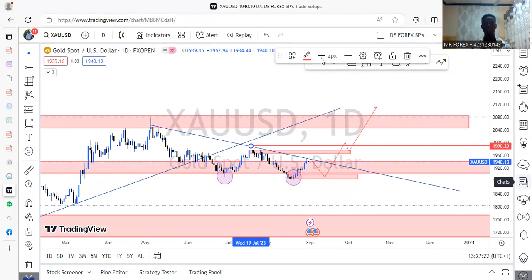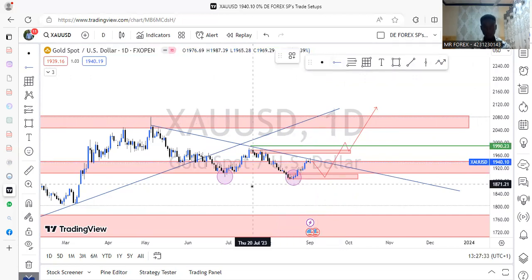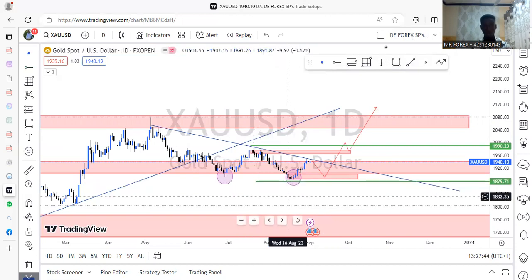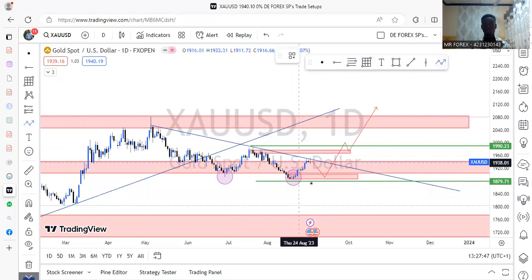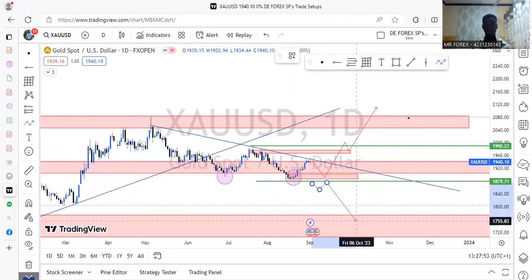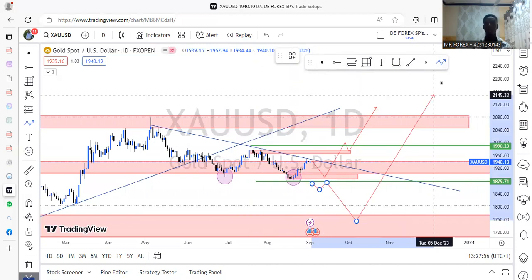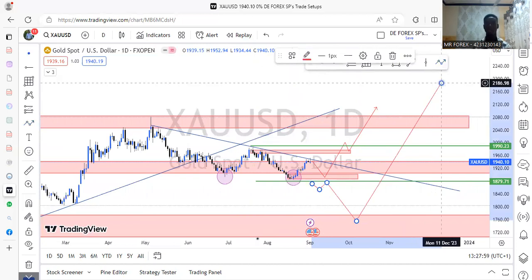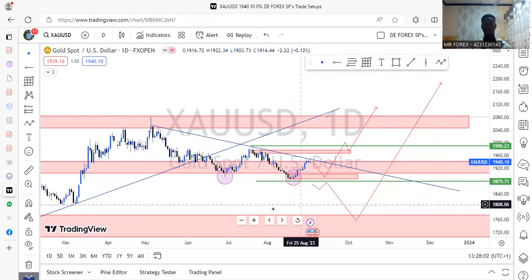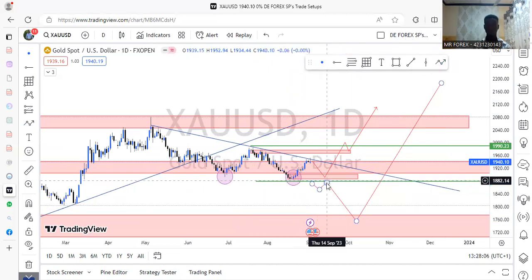Let me do the color green. However, if price also breaks this level, this is what is going to happen if price breaks this level. We will see some moves then trace back here before price comes to clear this liquidity. Okay, so these are the various projections we are looking at on XAUUSD.